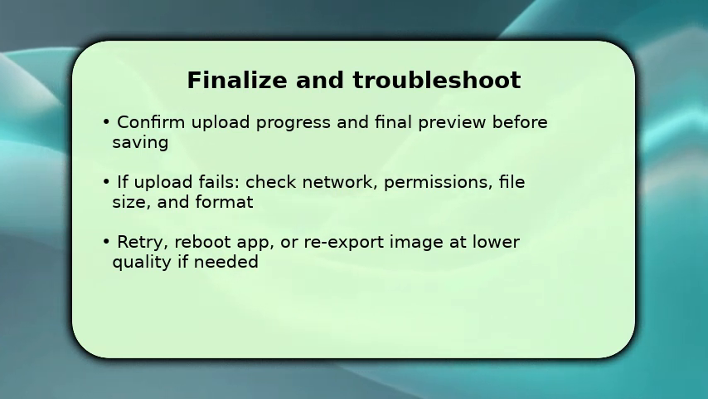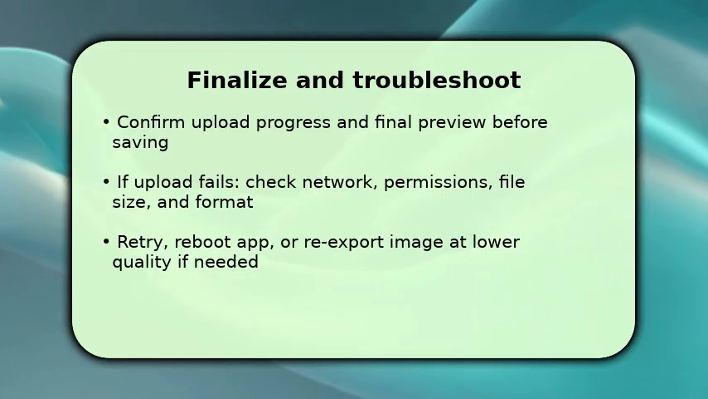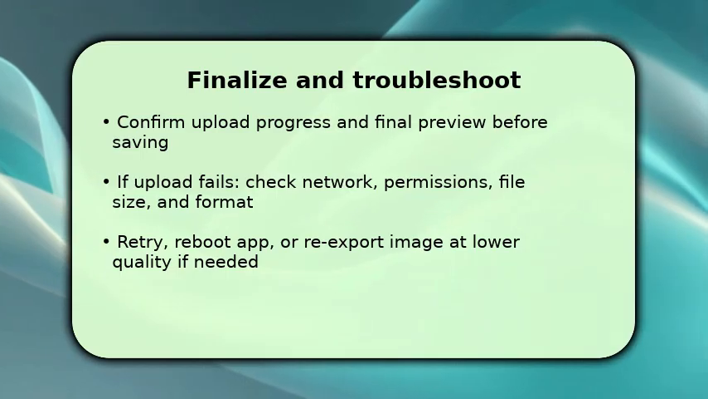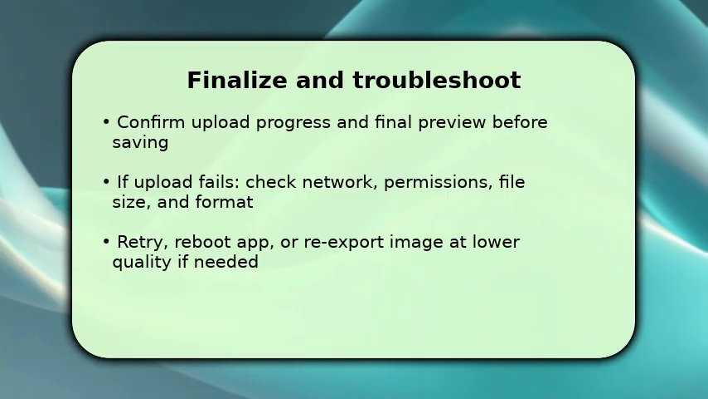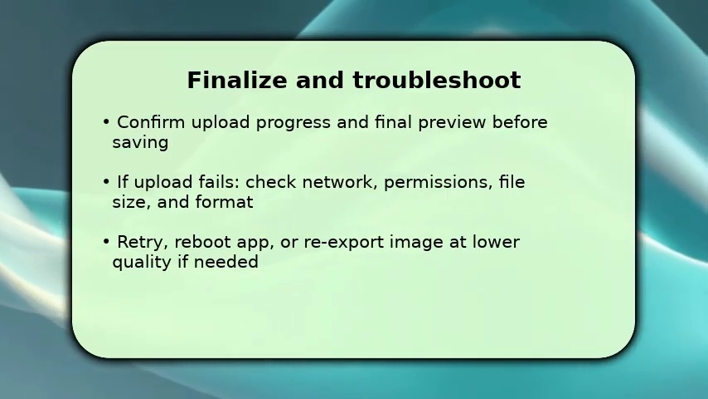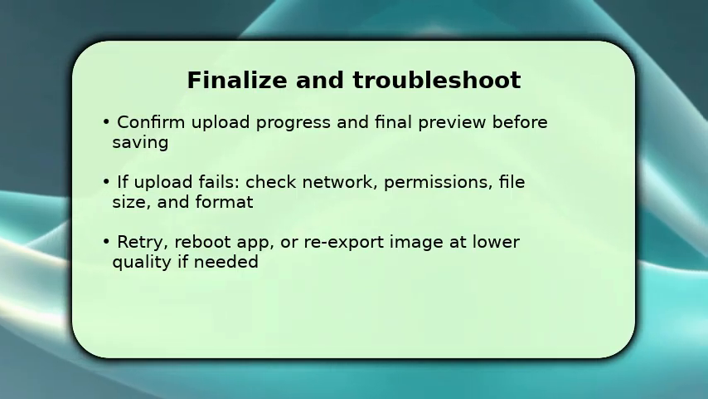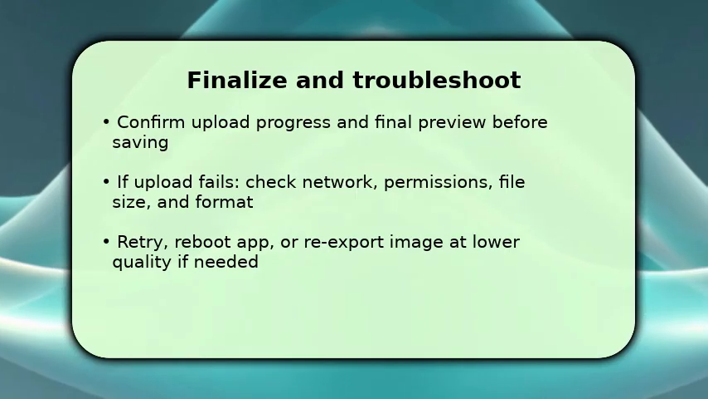If something goes wrong, diagnose quickly. Check Wi-Fi or mobile data, confirm photo permissions, and verify file size and format. If uploads time out, retry after switching networks or reducing file size. Sometimes re-exporting as a JPEG at lower quality resolves issues. If the app still fails, force quit and reopen, or restart your device. Then attempt the upload again to clear transient errors.